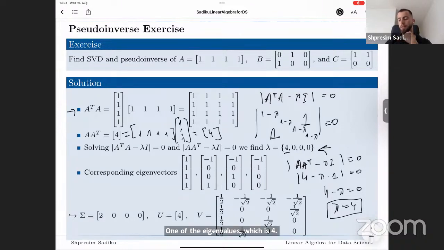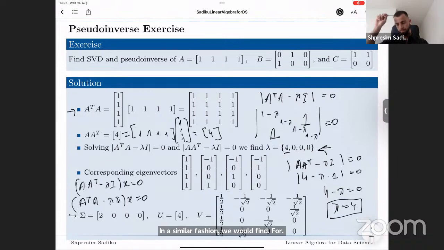Again, to compute the corresponding eigenvectors, we would just do A transpose minus lambda I x equals 0. And then we would solve this system of linear equations. And in a similar fashion, we would find A transpose I x equals 0.